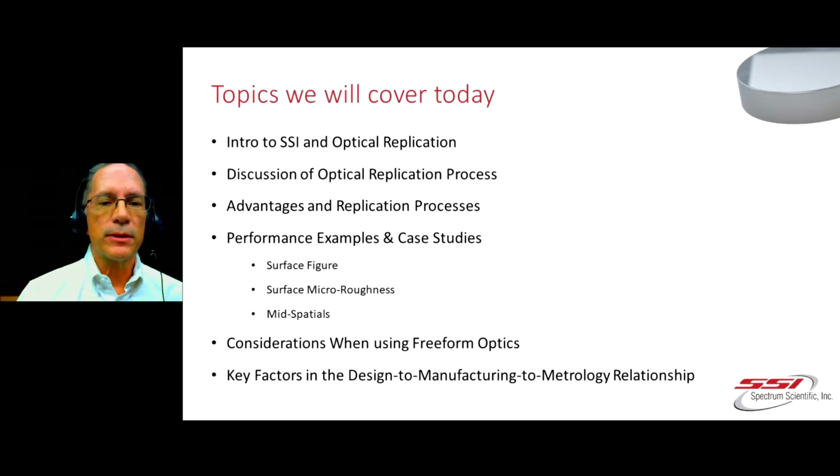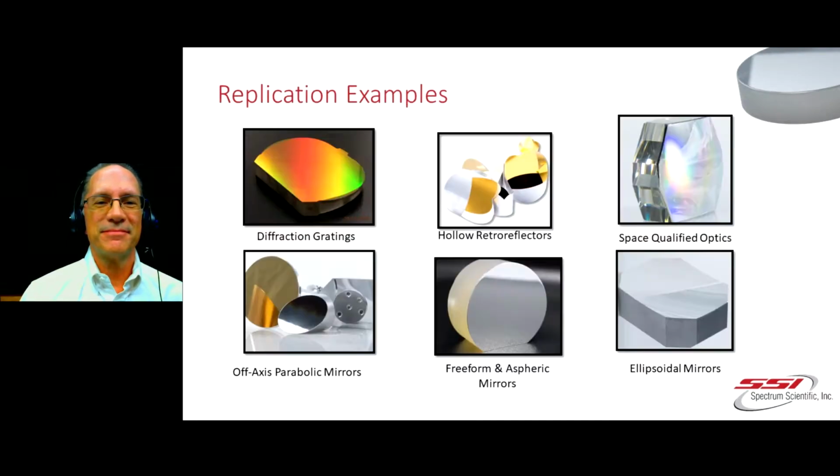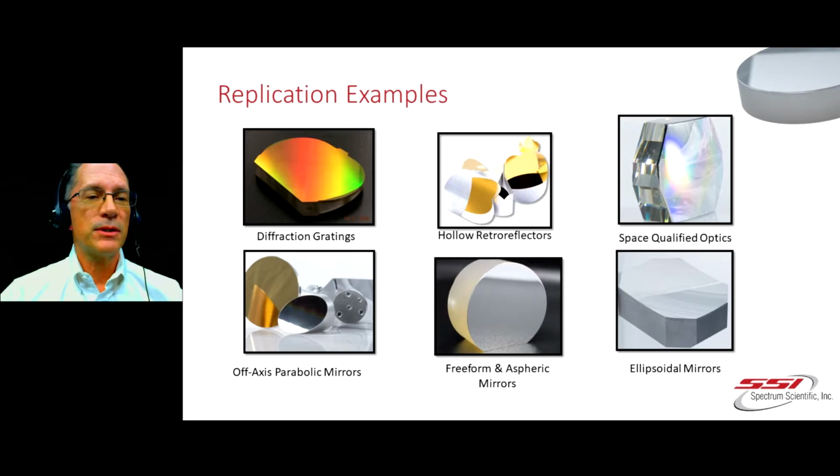So I guess I'll go to the next slide now. Here's some examples of the types of optics that Spectrum Scientific offers. Diffraction gratings is a good one to start with because, on a side note, historically the replication process was first developed many decades ago in order to replicate diffraction gratings.